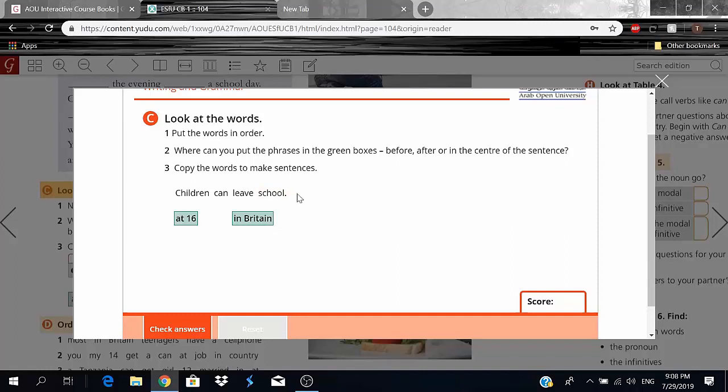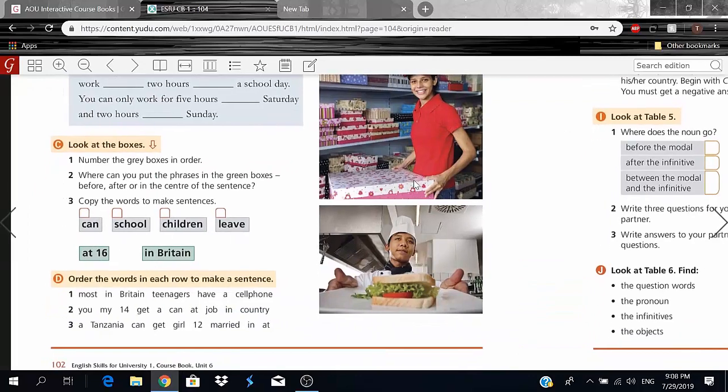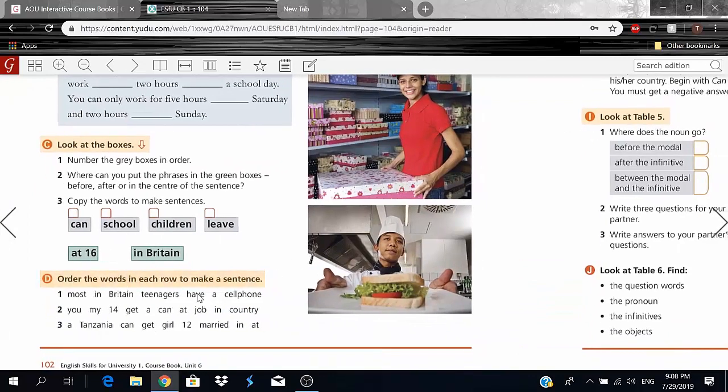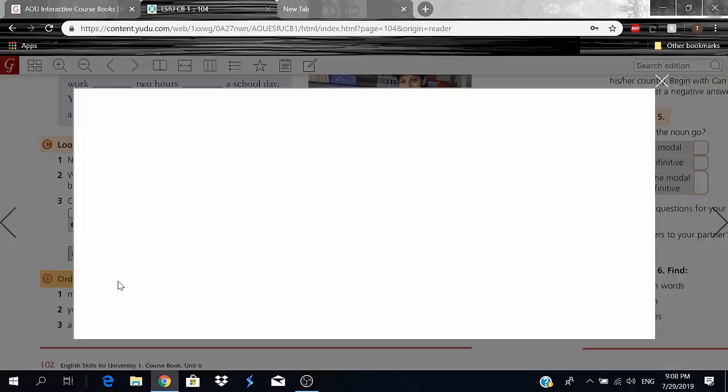And we can also do it one more way. Children can leave school in Britain at 16. So now I have two ways. Children can leave school at 16 in Britain, or children can leave school in Britain at 16. There's also one more correct way to say this. I could say children in Britain can leave school at 16. So for now, these are the ways to add at 16 and in Britain to this basic sentence right here. Now let us move on. Here we have order the words in each row to make a sentence. So let's actually open this right here.